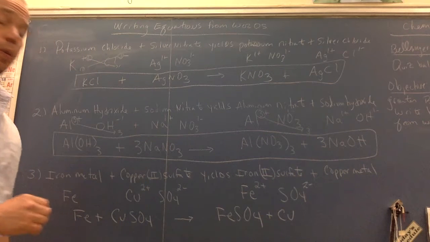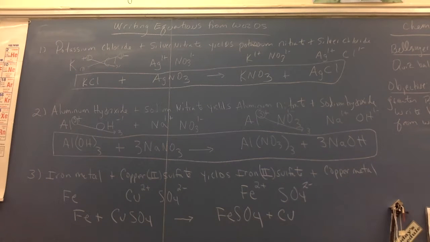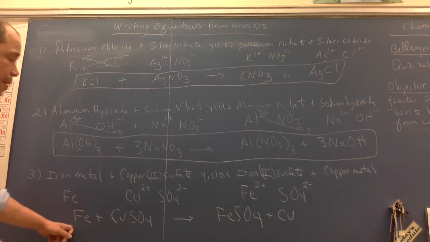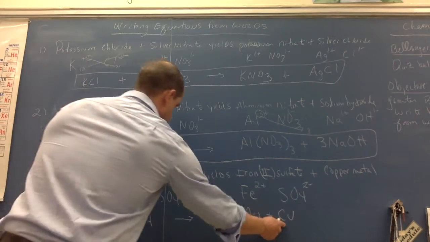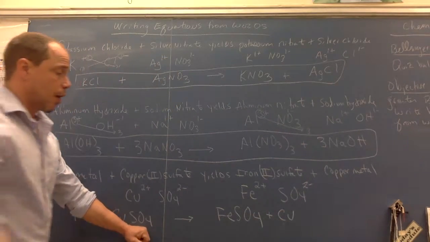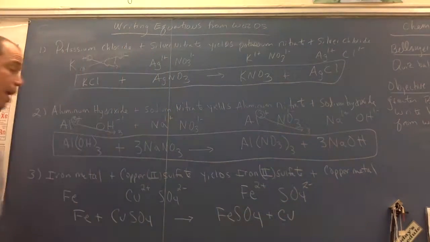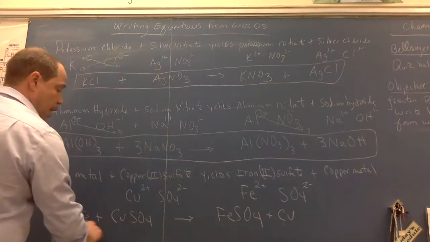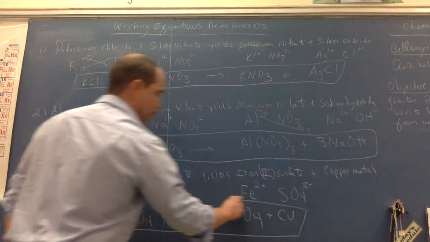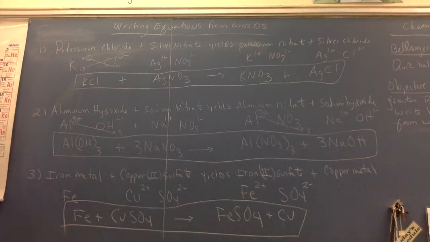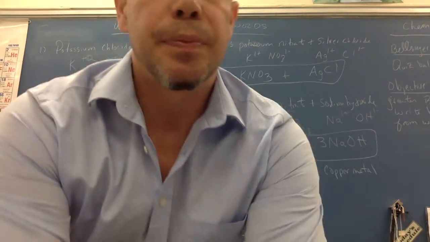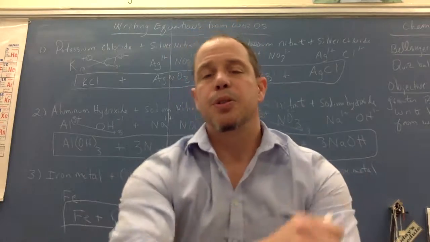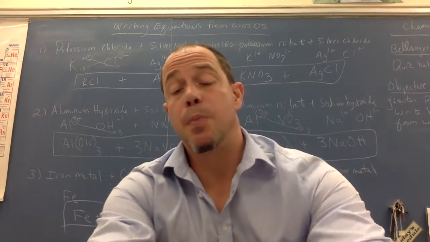Now I'm going to go back through and check to see if all my elements and compounds are balanced here. I have 1 Fe, 1 Fe. I have 1 Cu, 1 Cu. I have 1 SO4 and 1 SO4. So I have a balanced chemical equation from the words. I'm going to box it off just to show that I got the right answer there. And that is how you write balanced chemical equations from words.